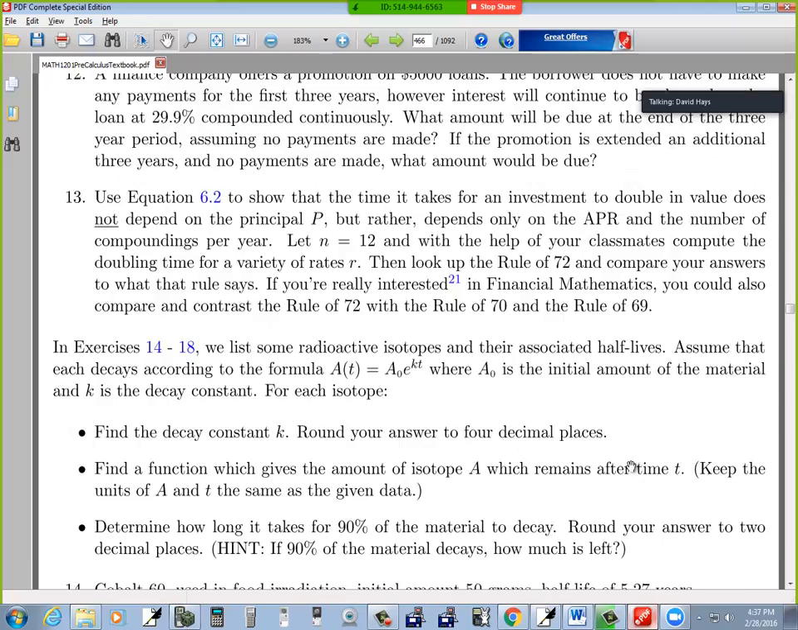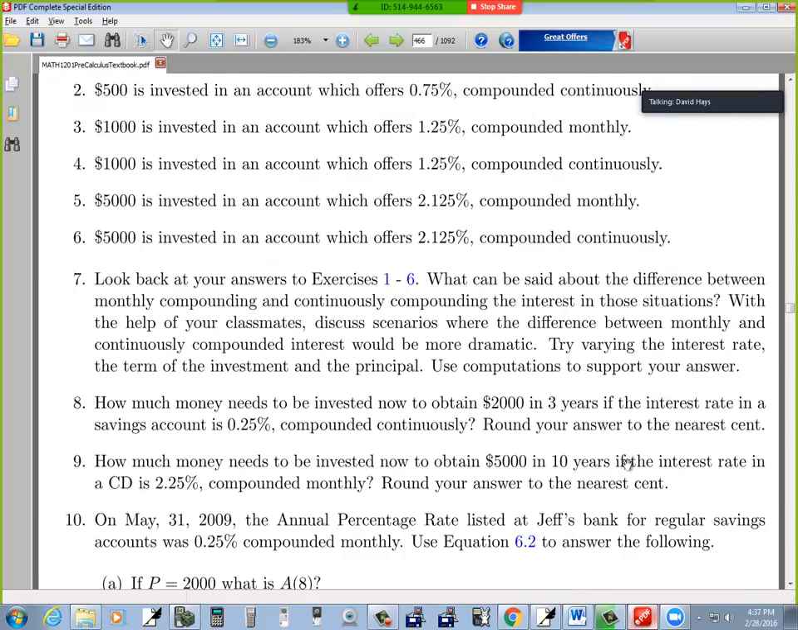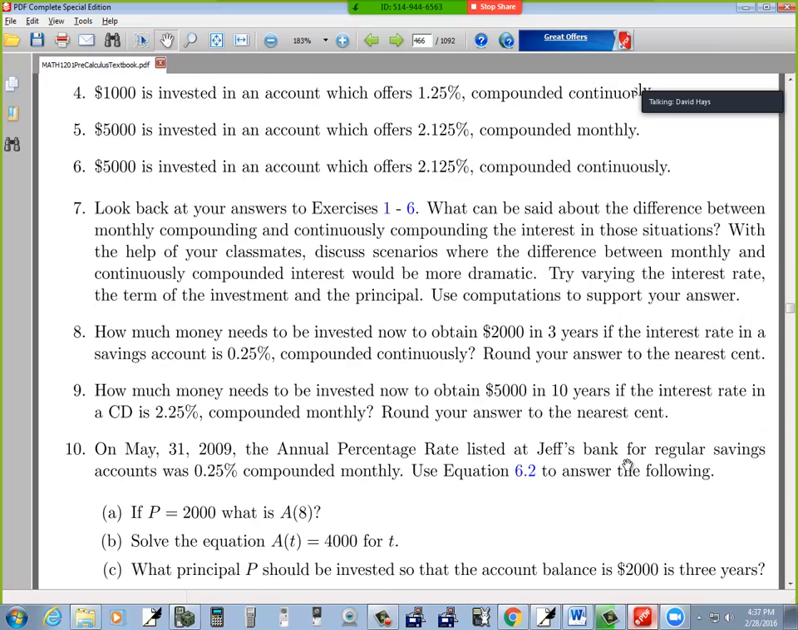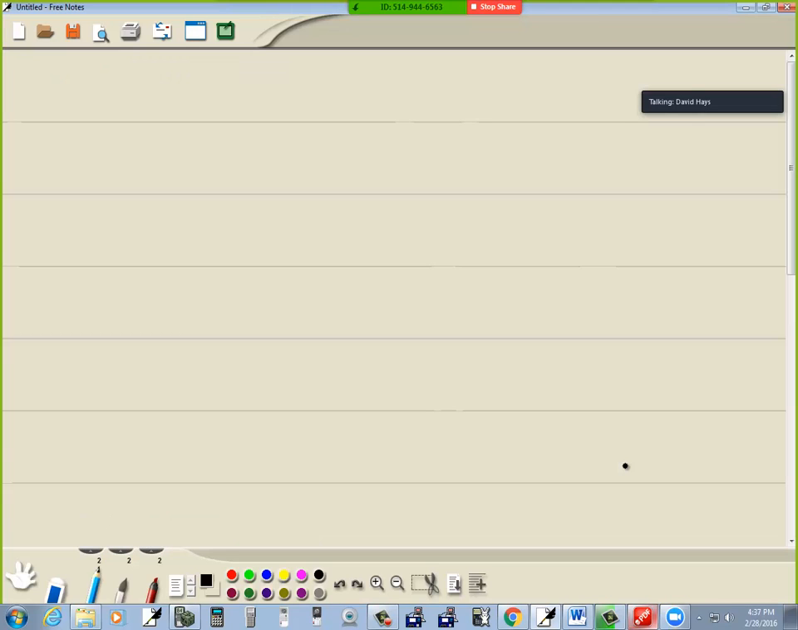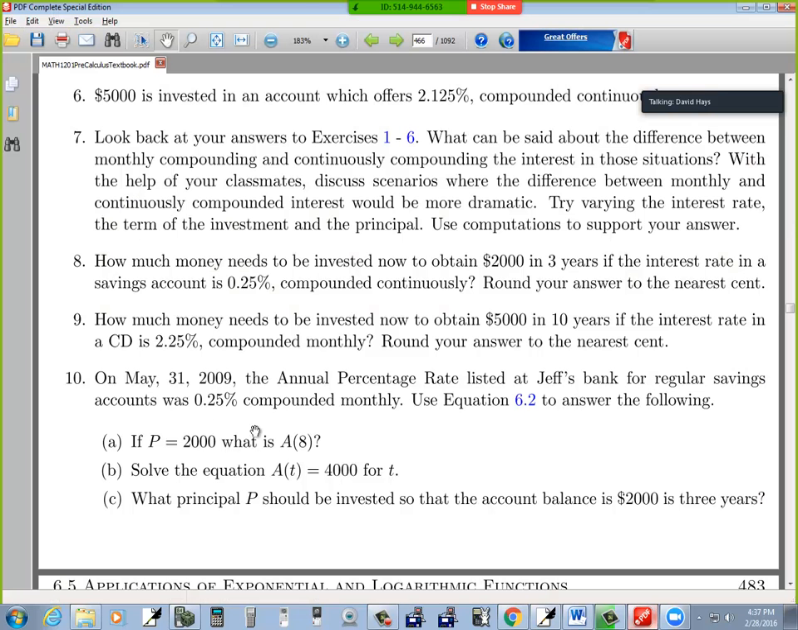Okay, so number 9. It says, how much money needs to be invested now to obtain $5,000 in 10 years if the interest rate in the CD is 2.25% compounded monthly? Round your answer to the nearest cent.